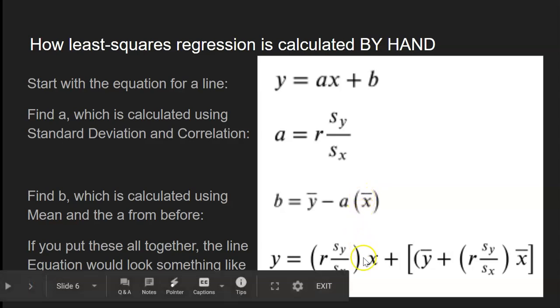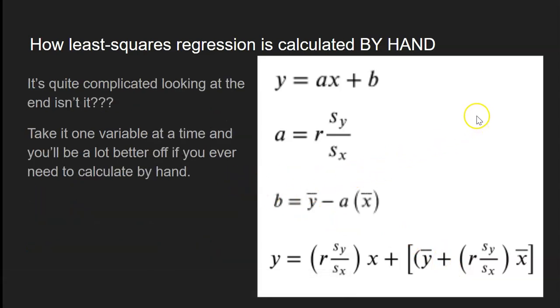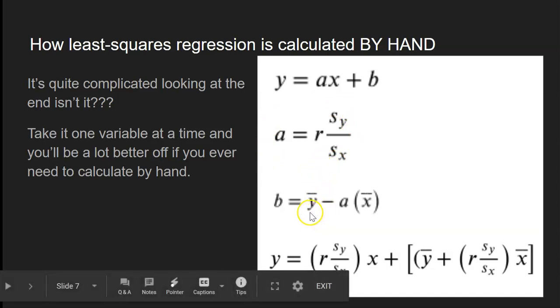If you put it all together, if you're a math whiz and you don't get lost in your work, here's what it would look like: ax plus b, that whole nasty thing. Now, this is quite complicated looking, so I recommend taking it one variable at a time. Here's a, find a, and once you're done with a, then move on to b. Once you find b, you just take those numbers you got and pop them back into the formula.